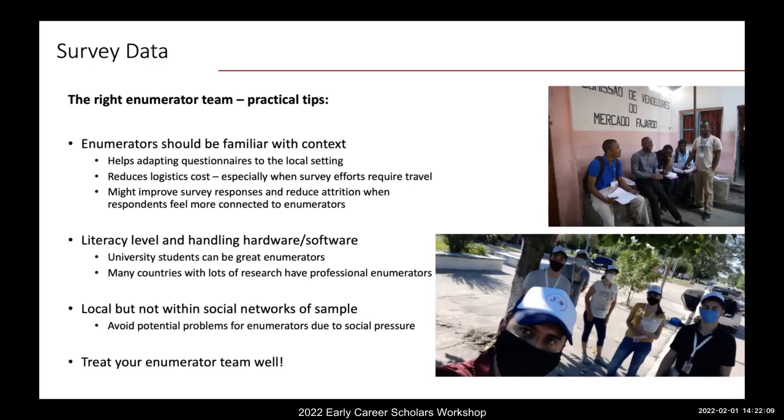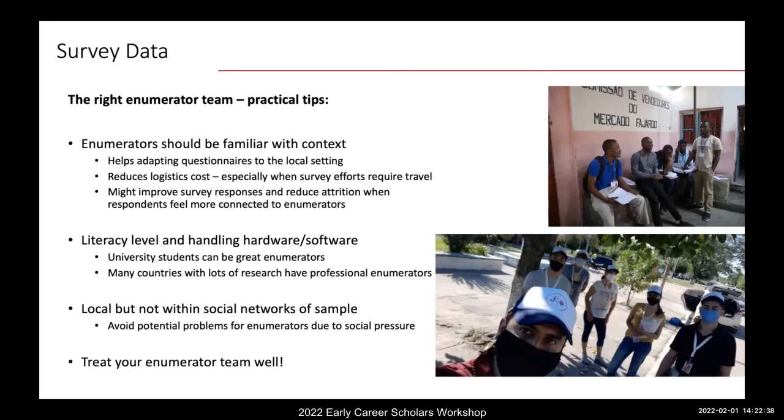Okay, so what do I have as practical tips for you on how to compose your enumerator team? So first of all, you need enumerators that are familiar with the context, okay? So they help you adapt the questionnaires to the local settings, because even if you're fluent in the language that you write the questionnaire in, which might not necessarily be the case, there are always local differences that you need to take into account. If your enumerators are familiar with the context, that also reduces logistics costs, especially when they have to travel a lot and figure out where to go.